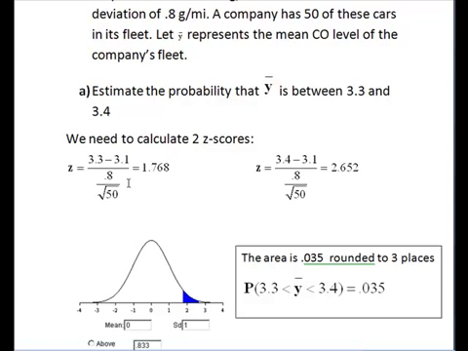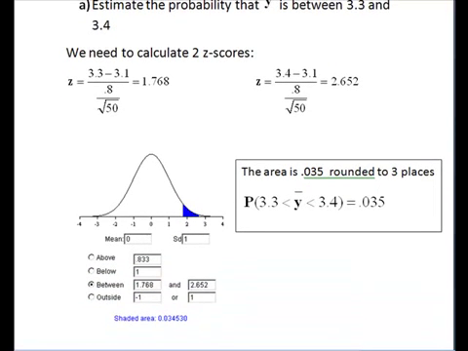According to the central limit theorem, the standard deviation is the population standard deviation, 0.8, divided by the square root of n, which is 50. What I did is I computed both z-scores, being careful not to round off until the end. So to find the chance that the average is between 3.3 and 3.4 is equivalent to finding the probability that a z-score is between 1.768 and 2.652.